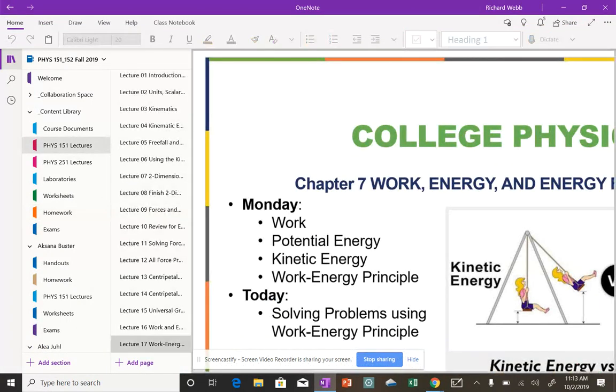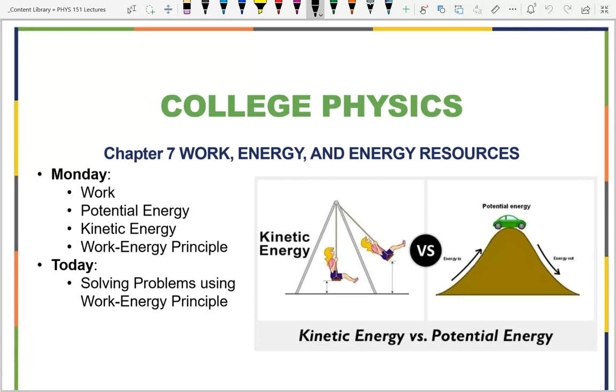Okay. Now, what we're doing in class today is problems. We do a lot of problems in this class, don't we? So we're dealing with energy. We learned about work and potential energy and kinetic energy and the work-energy relation on Monday. We did some practical work with it on Tuesday. And now we're going to do some problems.